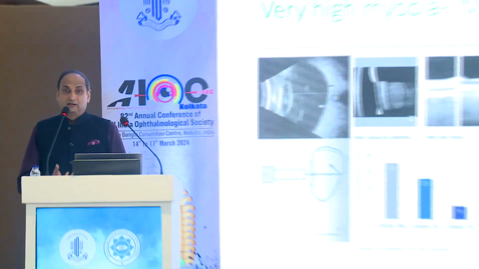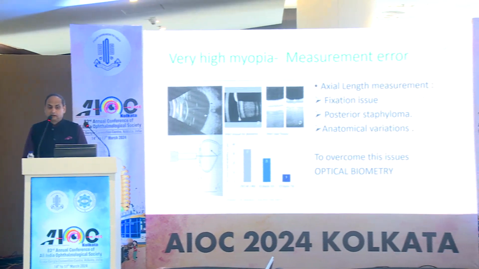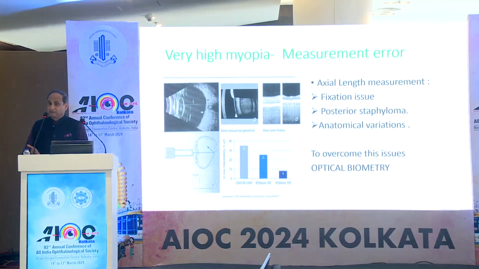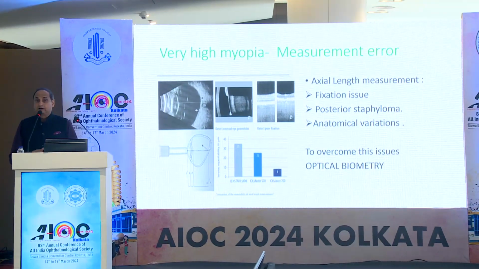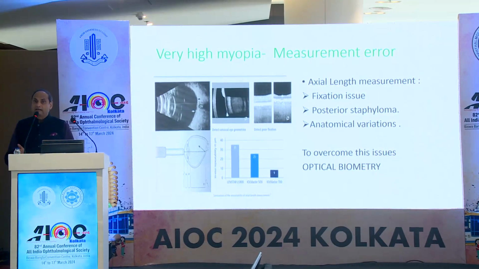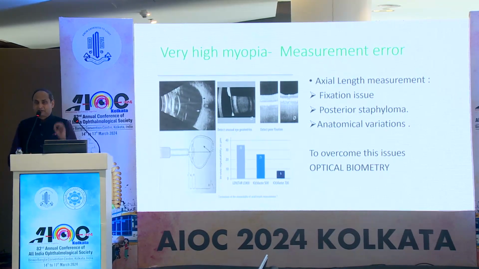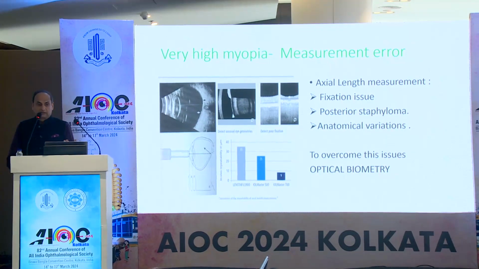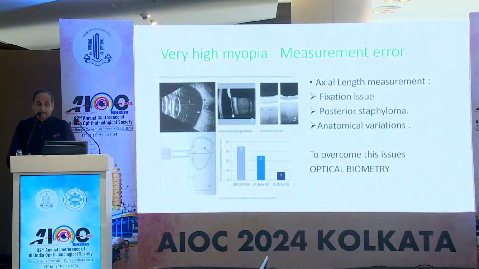So when do we classify it as a long eye? More than 24.5 millimeters. These are some basic slides. And what are the errors that we can get? The measurement error and the formula error. What actually is the problem with very high myopia? Well, the axial length measurement has the following problems, like a fixation issue, especially with a posterior staphyloma. And there are so many anatomical variations that a straight beam of line with a non-optical method is also going to be a huge problem. And so to overcome these issues, we have the optical biometry.